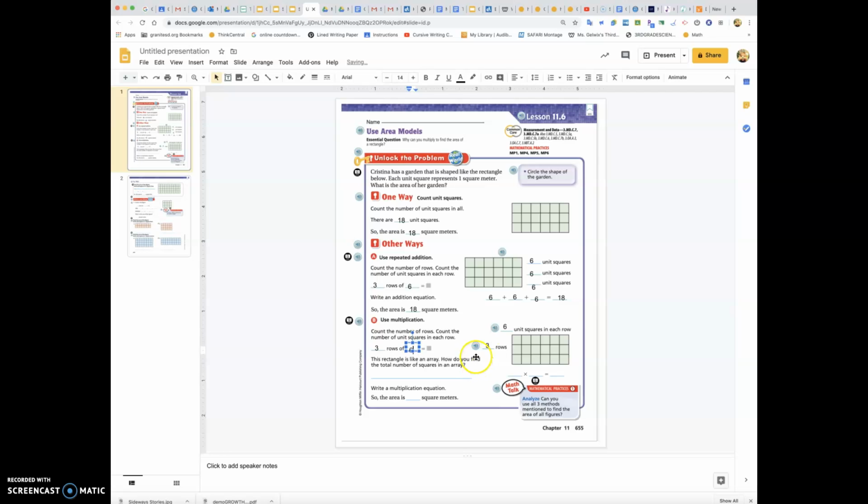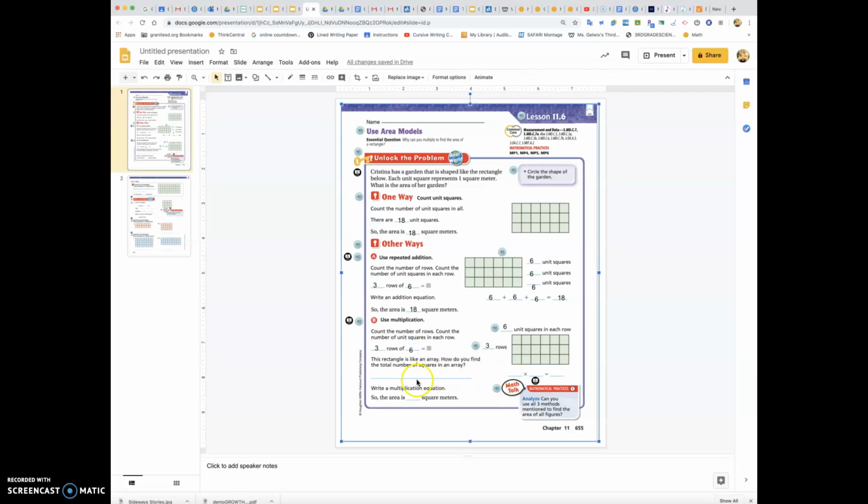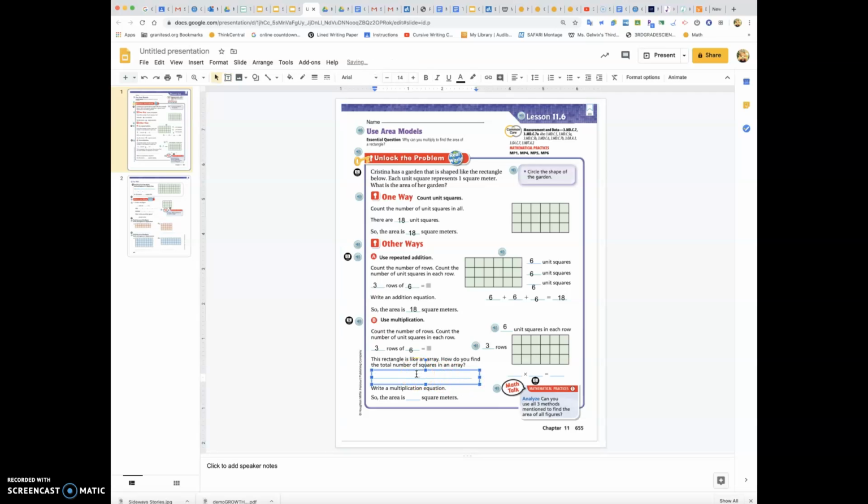Okay, and that will give us, it says this rectangle is like an array. How do you find the total number of squares in an array? Okay, we multiply. You find the total number of squares in an array. We multiply the rows by how many in each row. Okay, we multiply the rows by how many are in each row.